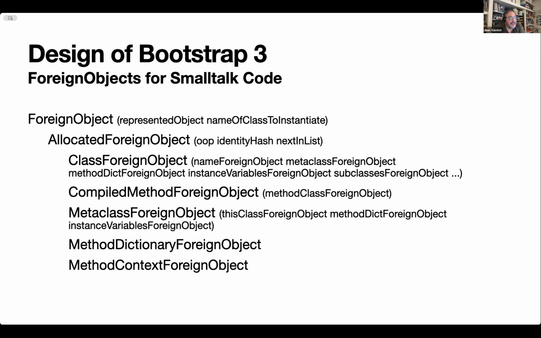These are the foreign objects used to create Smalltalk code entities in the new image. The represented object that is held in the represented object instance variable will not be a class or a method, but an instance of new classes called class spec and method spec. These foreign objects will create the real classes and methods when serialized into a new image. The most important ones here are those for classes, metaclasses, and compiled methods. We also build foreign objects for method dictionaries.